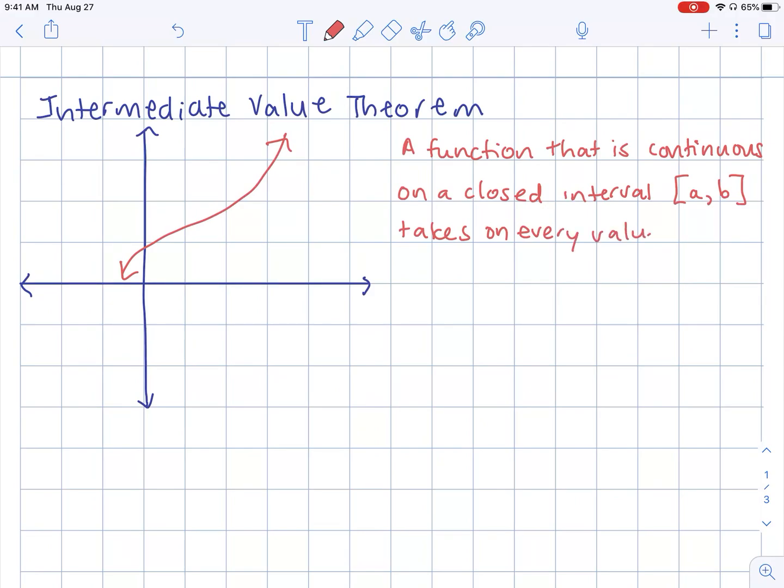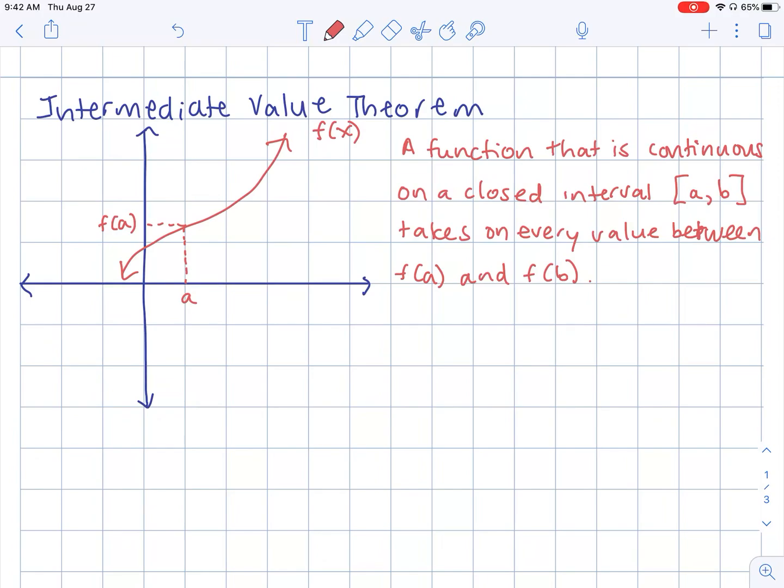value between f of a and f of b. And remember, f of a and f of b are y values. So on our diagram, let's go ahead and assign some points to our graph. The first x value that I'll sketch out here will be the x value of a. Given that this function is called f of x, its corresponding y value is f of a.